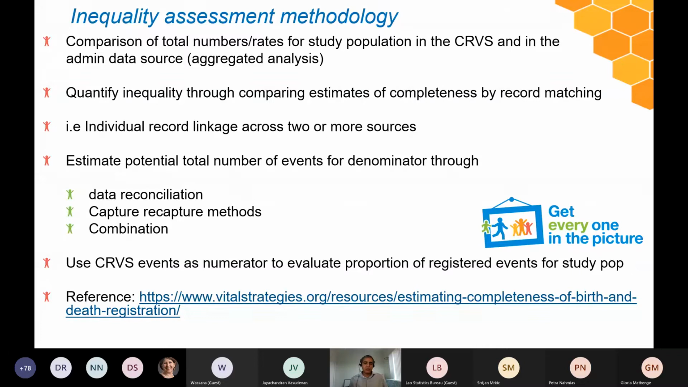So the CRVS events are used as the numerator to evaluate the proportion of registered events for the study population of interest, and thereby you can measure the rate of completeness for that population and compare it with that for the general population or any other comparator.